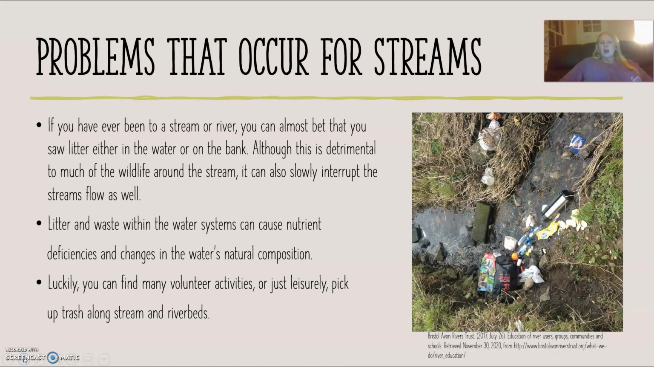So some problems that occur for streams. If you've ever been to a stream or a river, you can definitely tell there is litter. There may not be a lot of litter, there may be a lot of litter, but more than likely there is litter somewhere or another. Although it's detrimental to much of the wildlife around the stream, it can slowly interrupt the stream's flow as well. Litter and waste within the water system can cause nutrient deficiency and changes in the water's natural composition.